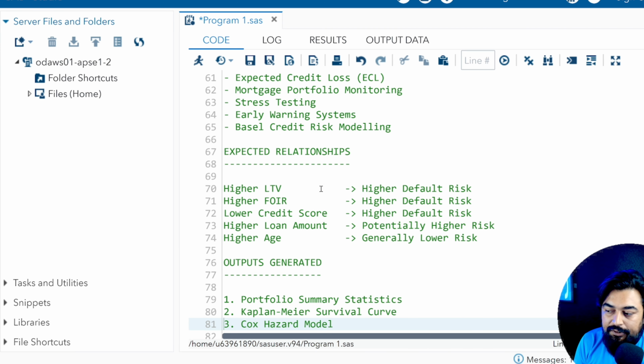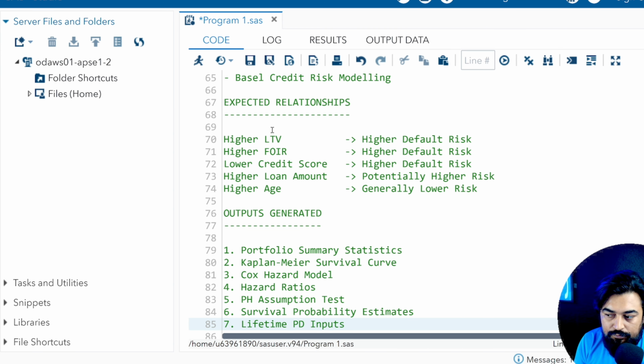Now, expected relationships. What is the meaning of this? This means that the higher the loan to value ratio, the higher the default risk of the customer. Similarly, higher FOIR means higher default risk. All these columns which I was telling you are associated with a certain type of indicator of whether the risk is higher, lower or moderate. Again, lower credit score means higher default risk. Then higher loan amount, potentially higher risk. Then higher age generally means lower risk, because higher age means the income will be stable for the person. That's the general practice.